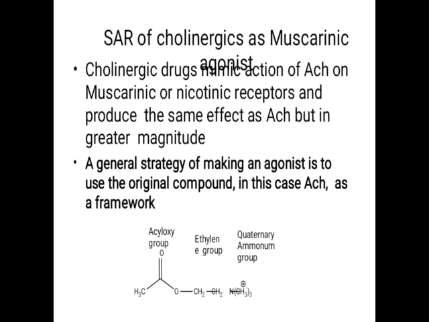पण ऍसिटाइल कोलिन का देऊ शकत नाही? It cannot cross the blood-brain barrier as well as it undergoes degradation. So it is difficult for us to give acetylcholine as a drug because it will not enter into the ANS. It will not produce any kind of activity. That's why we have to develop a drug which has similar kind of activity but in higher magnitude.